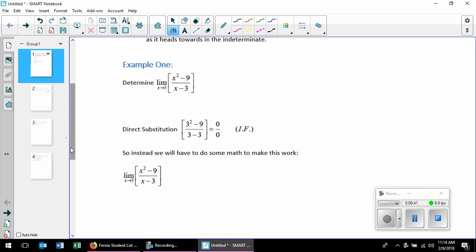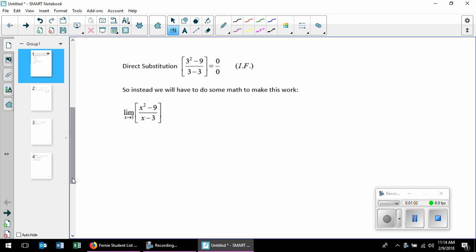Well, the first one's really easy peasy. So example 1, if I have this and x is approaching 3, if I substitute 3 in here, I get 0 over 0. So this is an indeterminate form. The IF stands for indeterminate form. Okay? So we've got to do some math in order to make it work. This is where your grade, actually I think it's grade 11 skills come into play. We're going to simplify this.